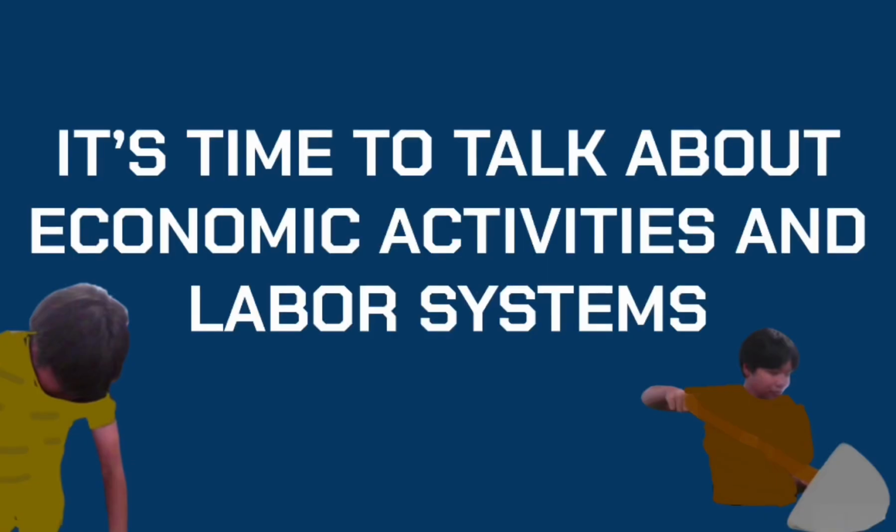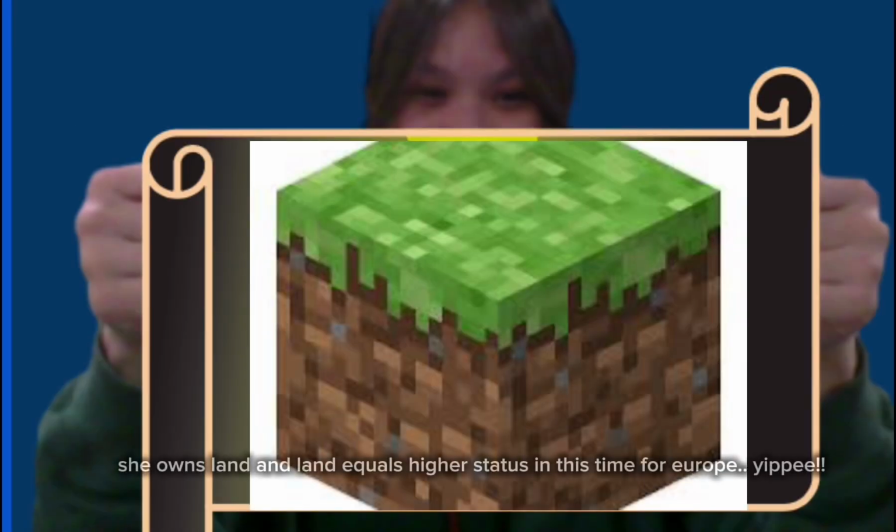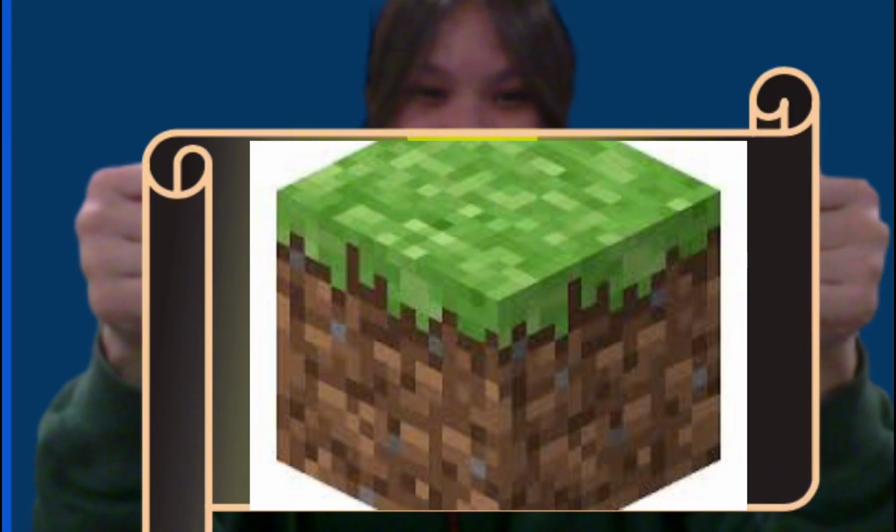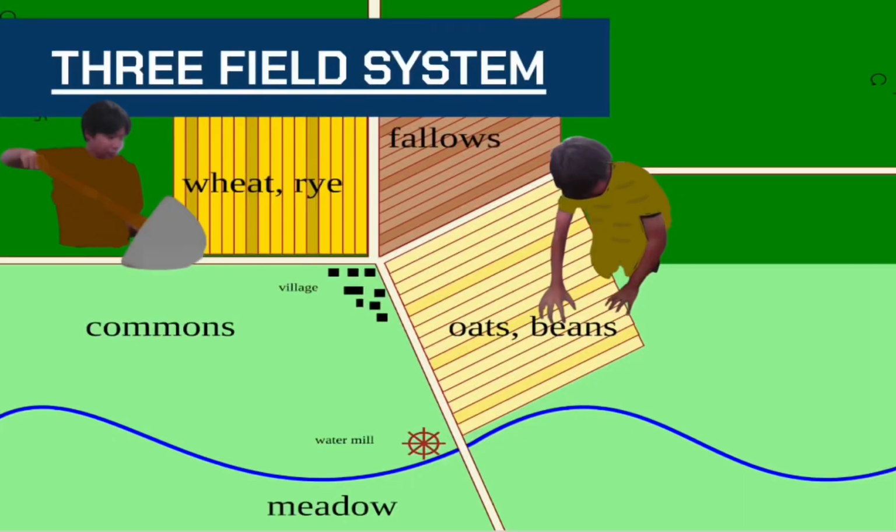Economic activities and labor practices. The three-field system is where each field is dedicated to a certain crop. One field is for wheat and provides food, another is for peas and plants that help enrich the soil, and the last field remains fallow or unused.